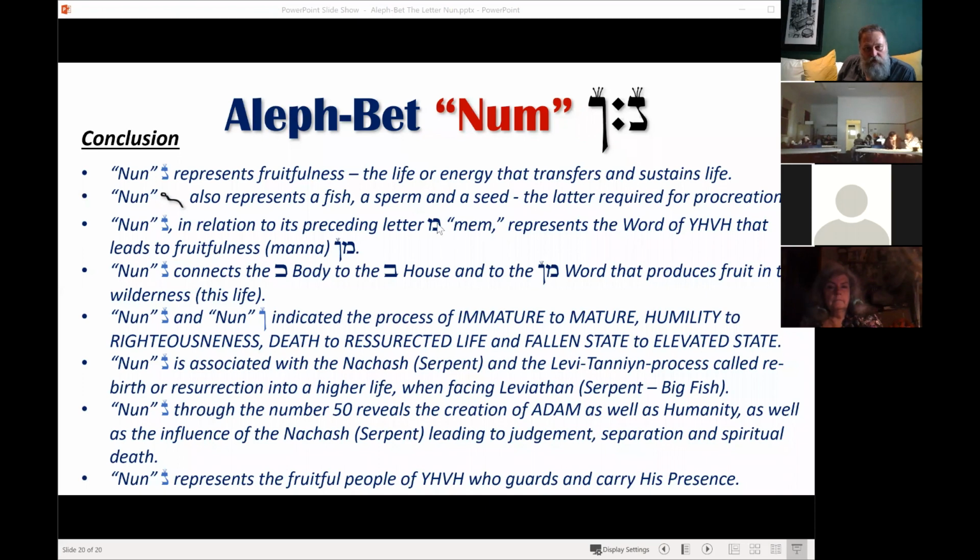The last slide is just a summary of what we discussed. So we had the Nun, which is fruitfulness, it's life, that sustains life.